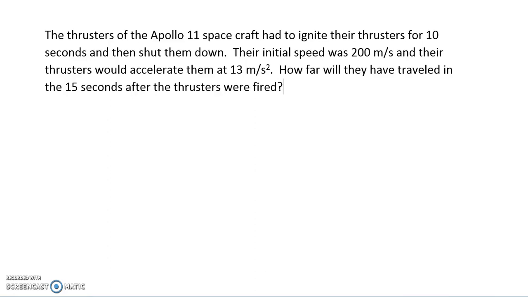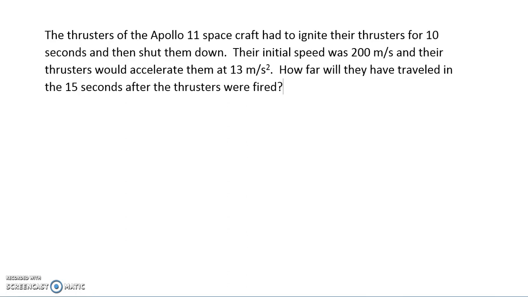Now, just to prove that everything always happens together and that you need to keep building on those ideas, we have a combination problem that will involve both constant velocity and constant acceleration. And it's going to be our job to figure out when to use what and why.